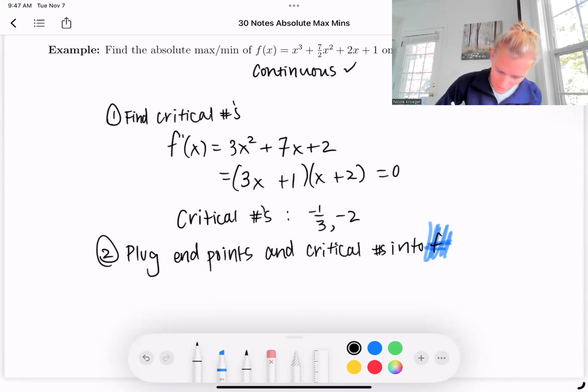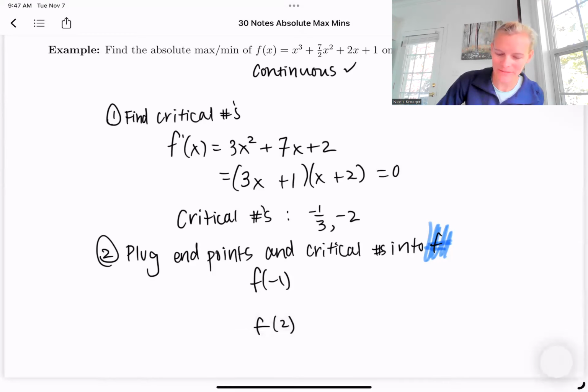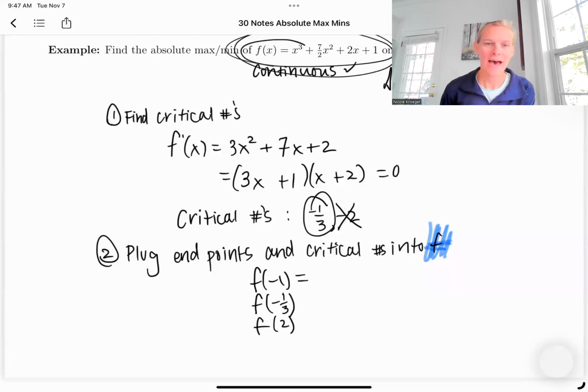Okay, so I'm going to plug f of -1 in. I'm going to plug in f of 2. And then I'm going to look at my critical numbers. And we only care about critical numbers that live between -1 and 2, because that's the interval we're working with. And I'm going to notice that -2 does not occur on that interval. So I'm only going to keep -1/3. Okay, you always want to be careful about that. So I'm going to plug in f of -1/3 as well. Okay, so now we're plugging these back into the original expression.